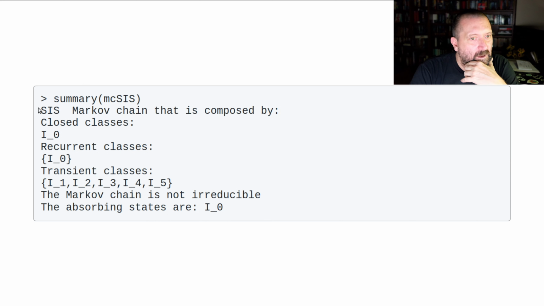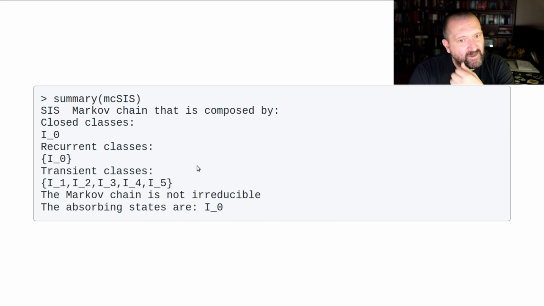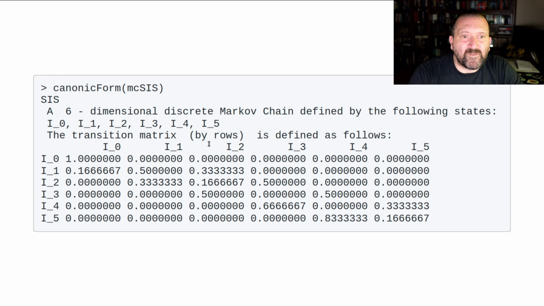Then the summary, which I had already shown, I think. This is a Markov chain that has I0 as a closed class, I0 as a recurrent class, and a transient class of other states. The Markov chain is not irreducible, and it has a single absorbing state I0. The canonical form is simply has a 1. Well, the matrix was already in canonical form this time, so we don't need to do anything. We just list the values as they were before.